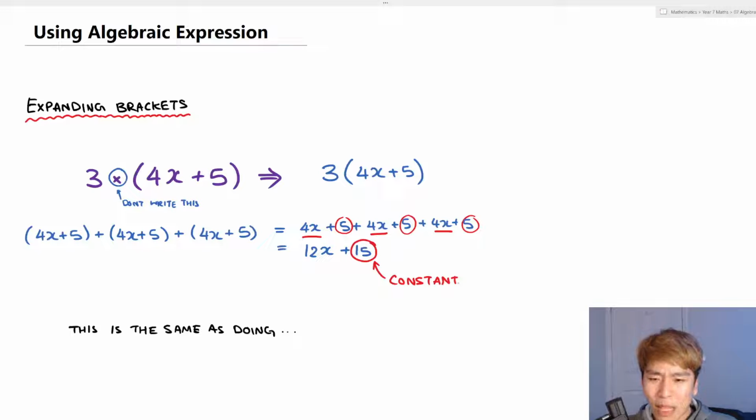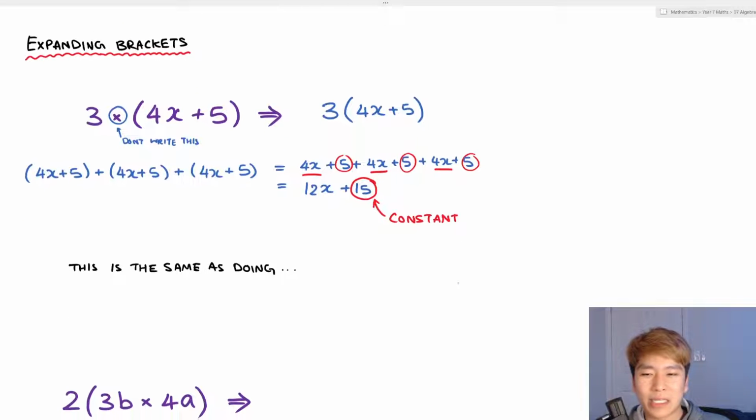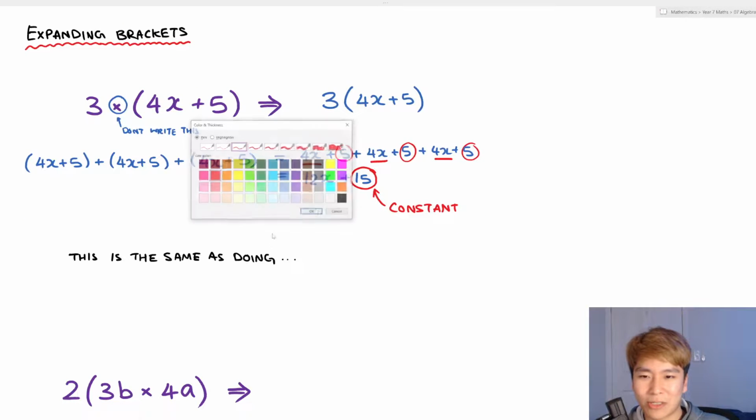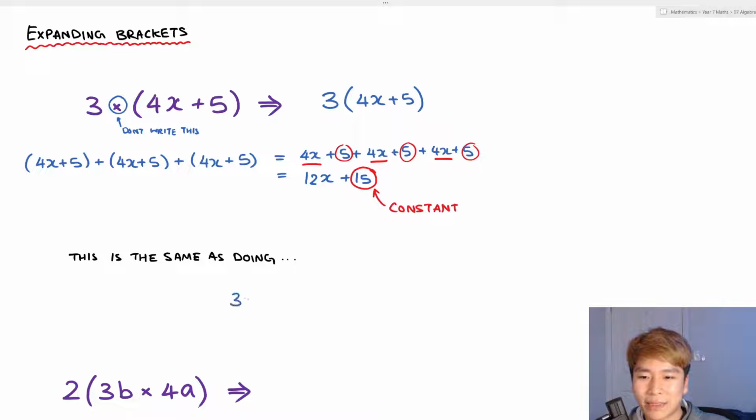Now, when we have a look at 3 times 4x plus 5 and I get 12x plus 15, if you look at it closely, it's very similar to me just doing 3 times 4x, right, plus 3 times 5, right? Because again, order of operation, I do my multiply first. So if I do this, I do 3 times 4x, which gives me 3 times 4 is 12x plus 3 times 5, 15.